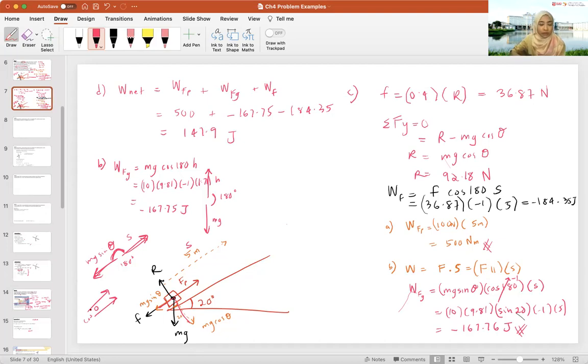You don't have to put in the cosine 180. Kalau nak cakap dia negatif terus pun tak apa. Remember work done that is in the same direction positive, work done that is opposite direction is negative. So you don't have to write the cosine 180 if you understand the first part and just letak negatif tu sendiri. Faham tak? Alright, faham. Thank you. You're welcome.